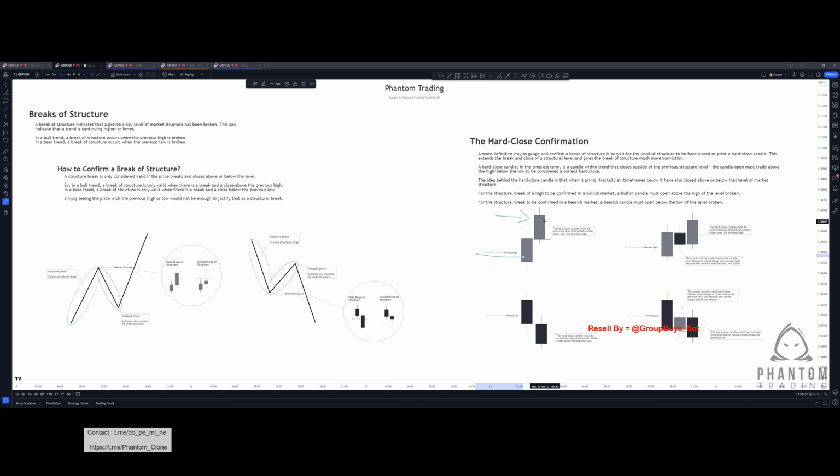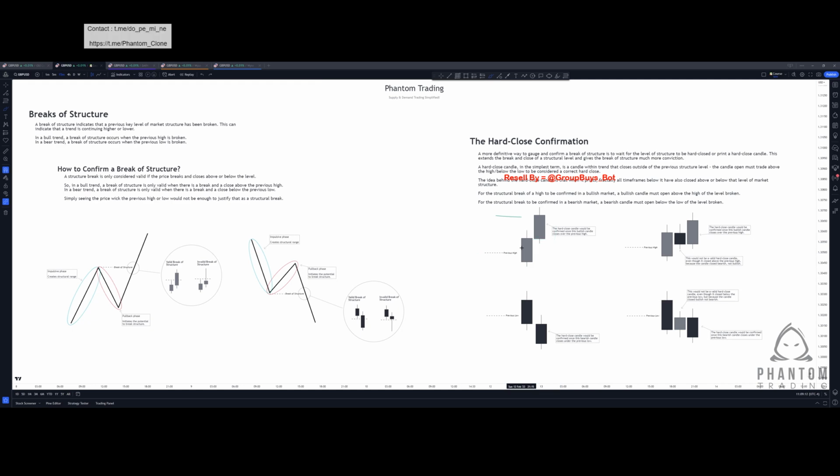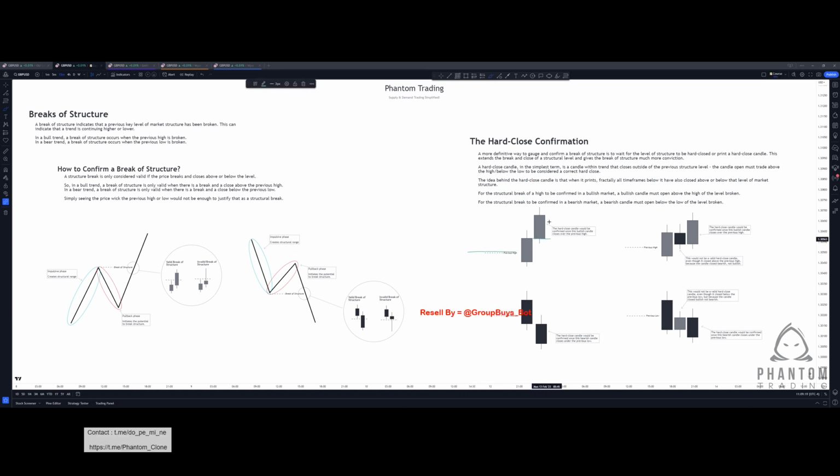Now, simply put, if we're looking in a bullish market and we're looking for that hard close candle of that previous high, we want to see a bullish candle that opens above the previous high, if we can put it in the most simplistic term of what a hard close candle is. So a previous high, the candle that opens above the previous high would be considered our hard close candle, so long as it opens and closes above that high.